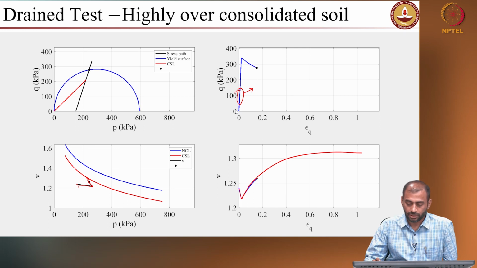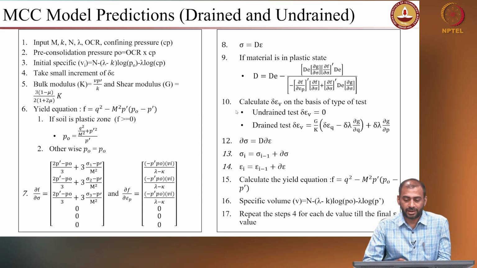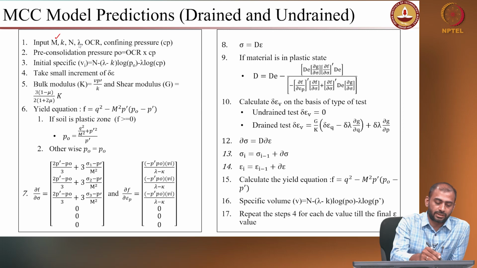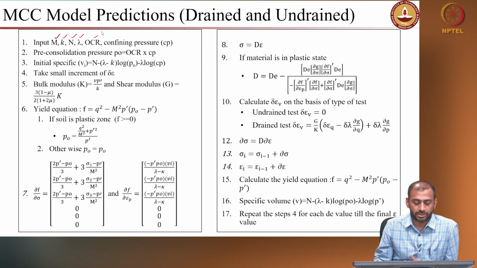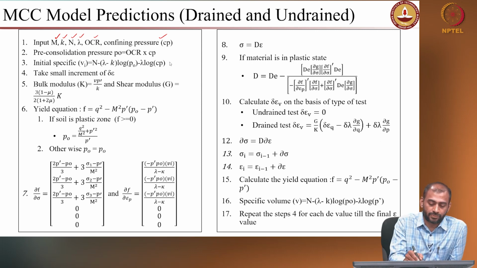So, here on the screen what you are seeing is how you perform a drained or undrained response. These are the input parameters. You need to know the critical state stress ratio M, the kappa parameter, N, and the lambda parameter. We also need to know the over consolidation ratio, and at what confining pressure you are shearing the specimen. If you know all these things, you can find out the specific volume using this relation from the odometer test.